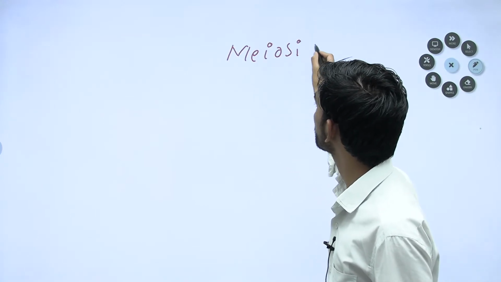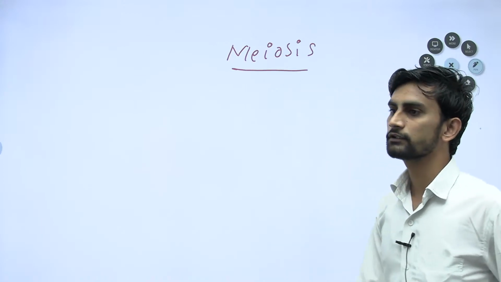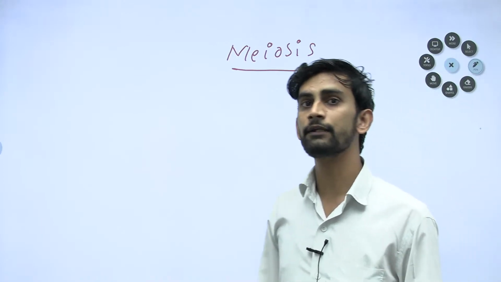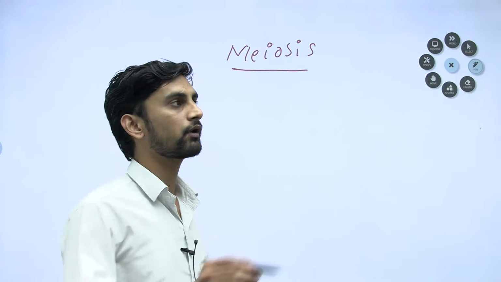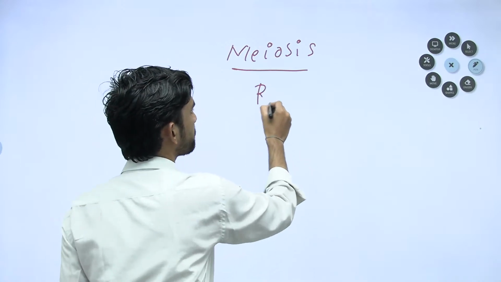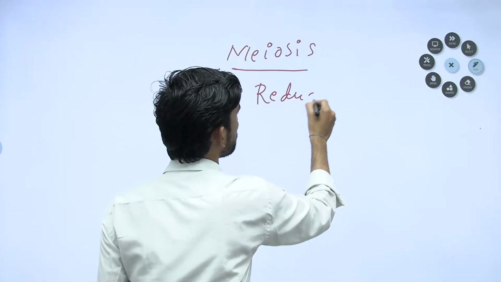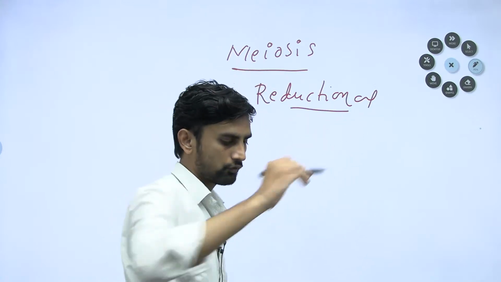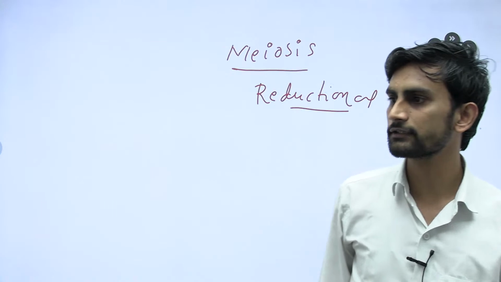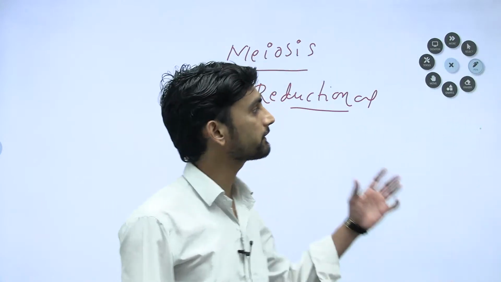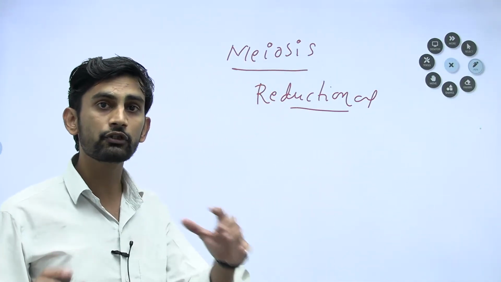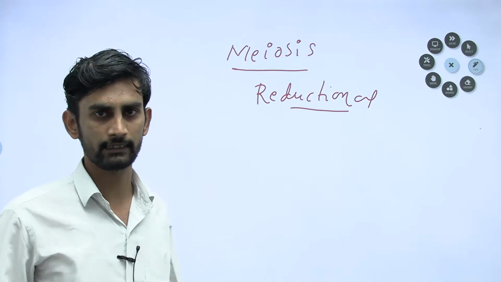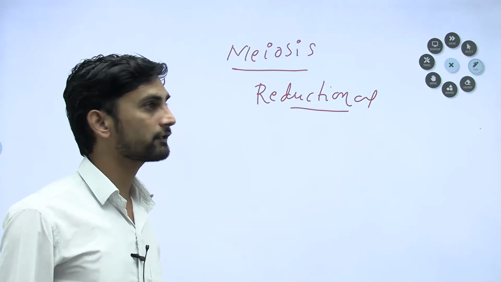The next division is called meiosis. Meiosis is commonly called reductional division. You already know why we call it reductional division: because the chromosome number is reduced to half at the end of this meiotic cell division. That's the reason for the name reductional division.